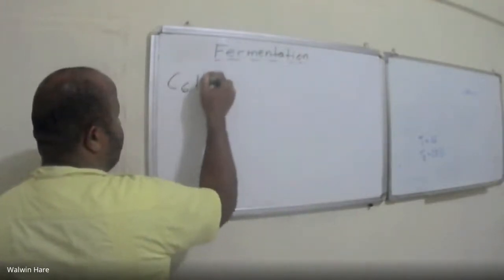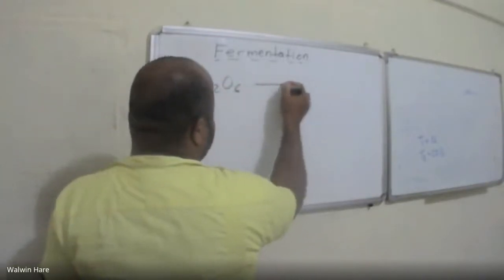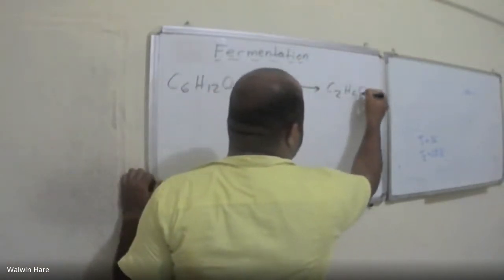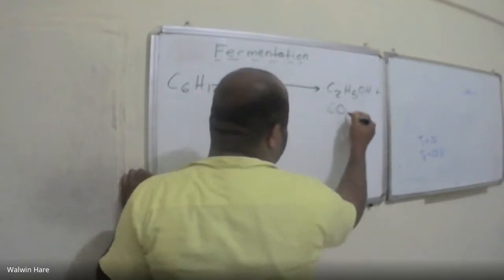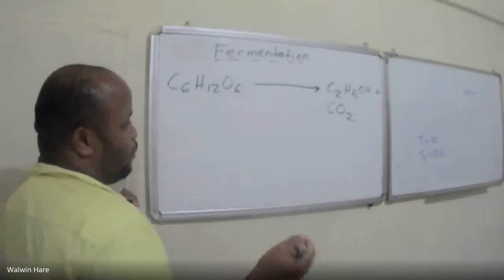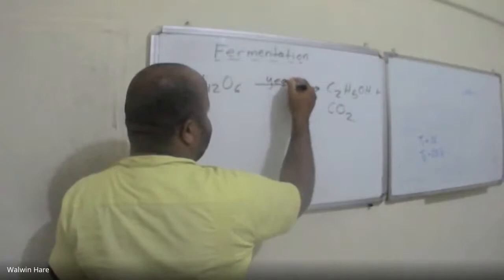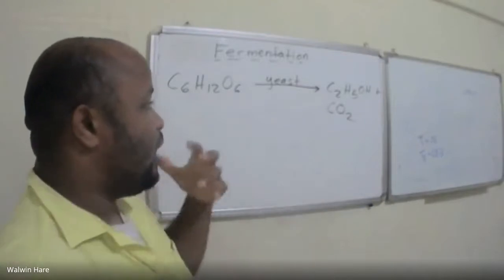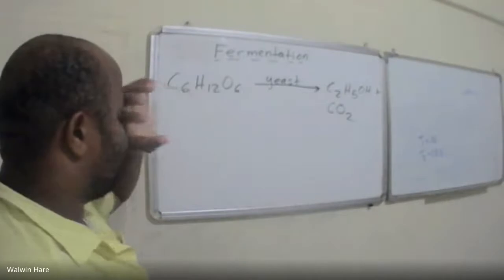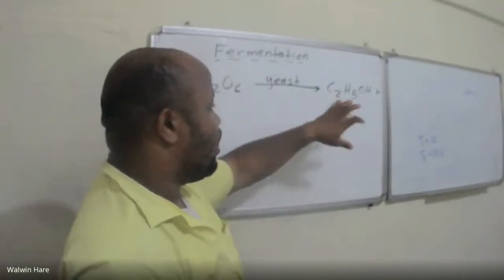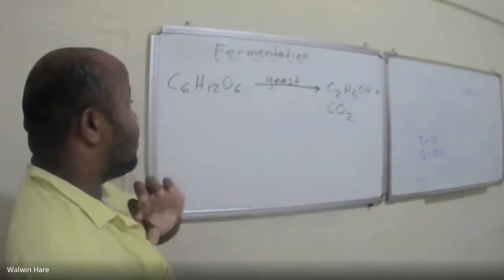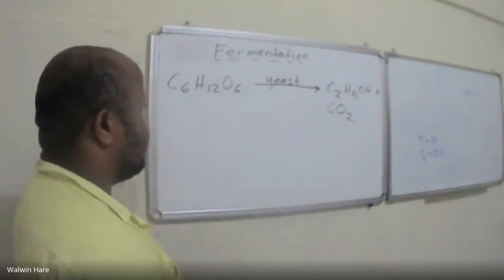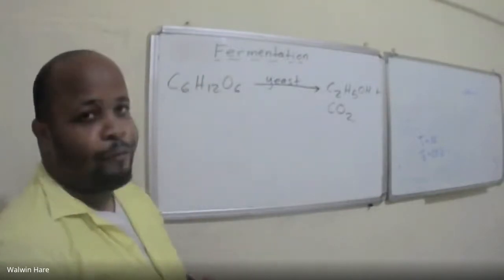Right, so it's glucose, C6H12O6. Right. We're going to make ethanol, C2H5OH, and carbon dioxide. And the organism we use is yeast. Right? So the yeast will convert the glucose to ethanol, but it's actually an enzyme in yeast that converts the glucose into ethanol. Right? For fermentation, it's just converting glucose into ethanol and carbon dioxide. All right. But next week we will actually look at the process of fermentation.